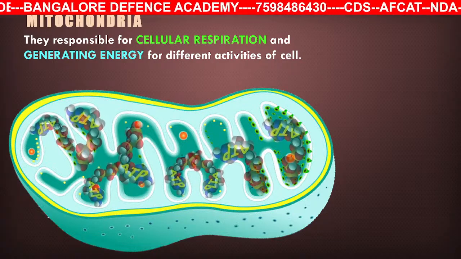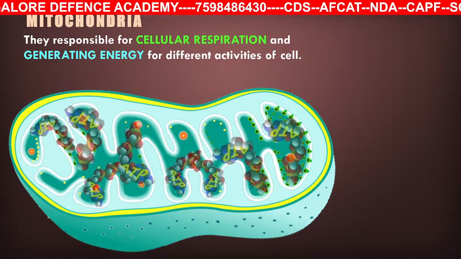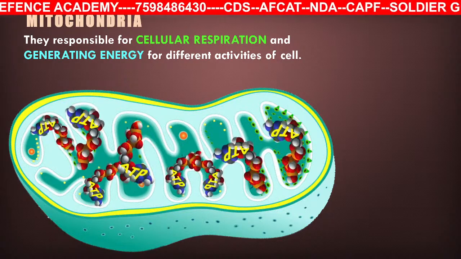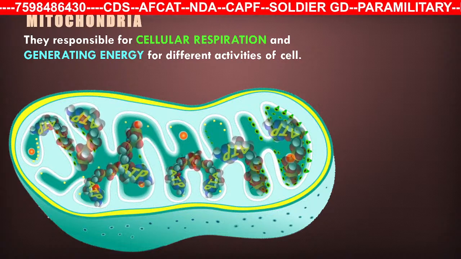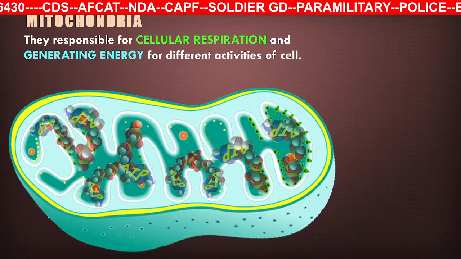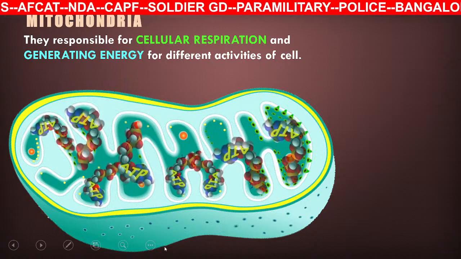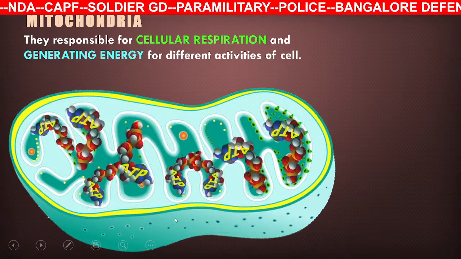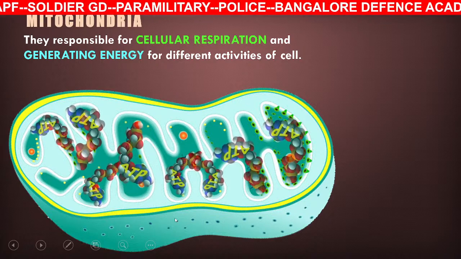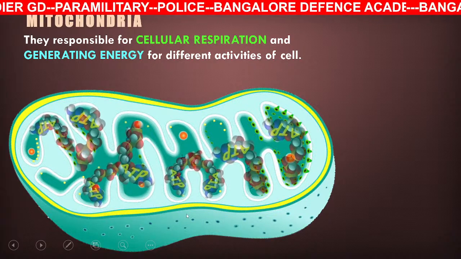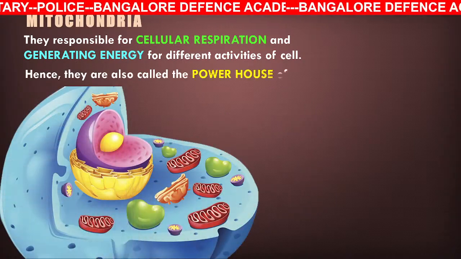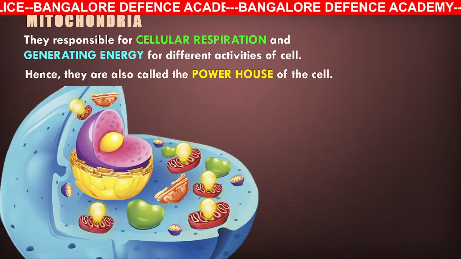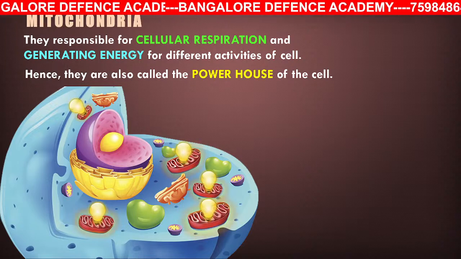Then what is the reaction going on here? Just now you told me ATP, correct? ATP stands for adenosine triphosphate. What does DNA stand for? Deoxyribonucleic acid. RNA, ribonucleic acid. ATP, adenosine triphosphate. Okay, look at this. Hence, they are called as the powerhouse of the cell. Mitochondria is called as the powerhouse of the cell.